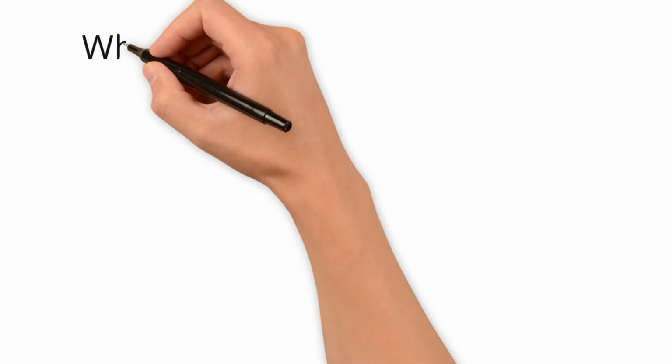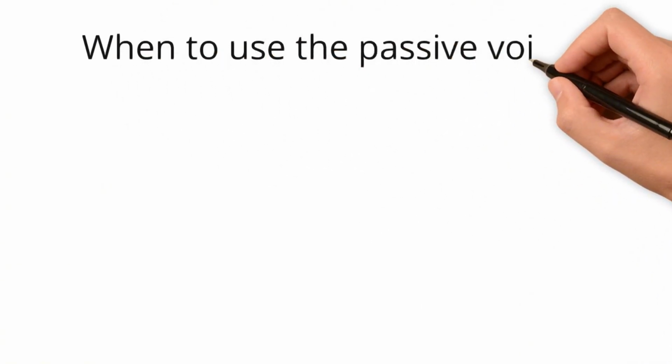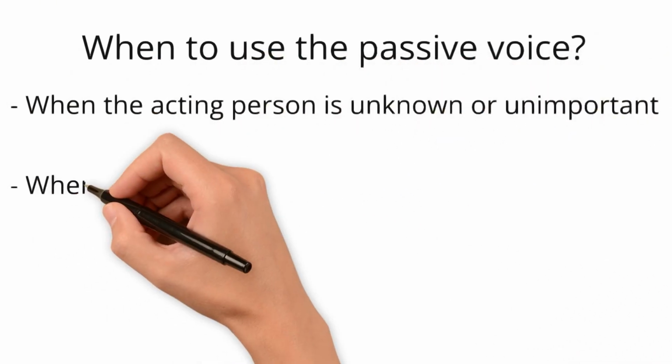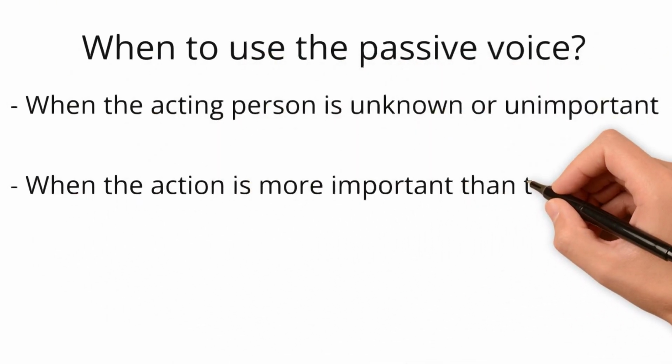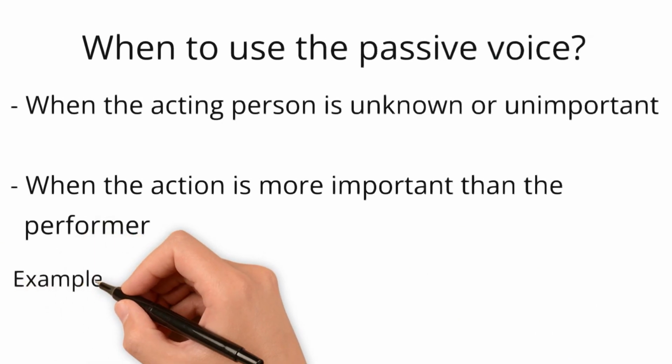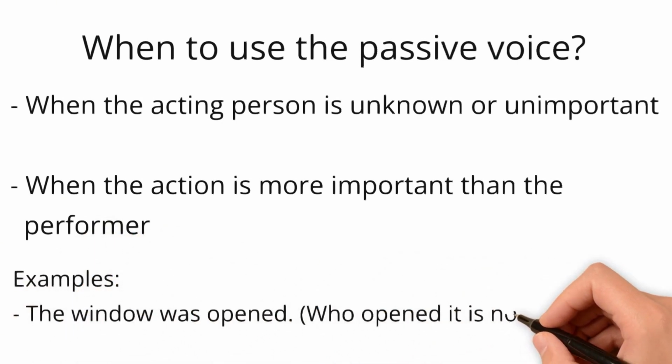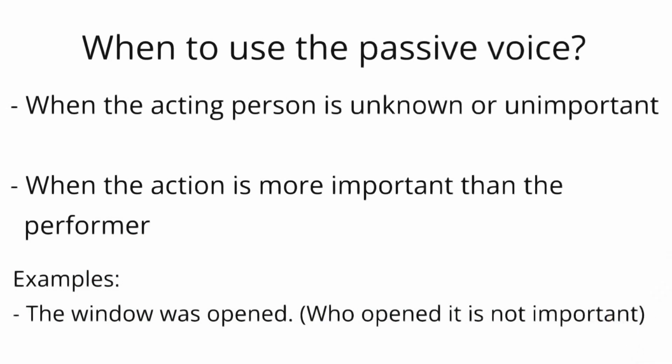The passive voice is used when the performer is unknown or unimportant, or when the action is more important than the performer. For example, the window was opened. Here it is not important who opened the window.